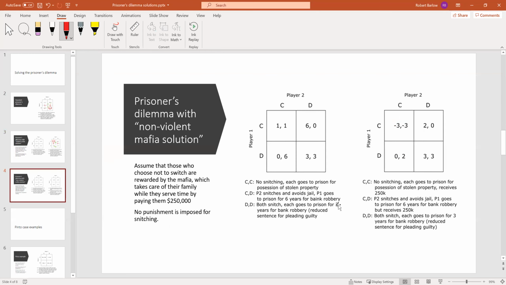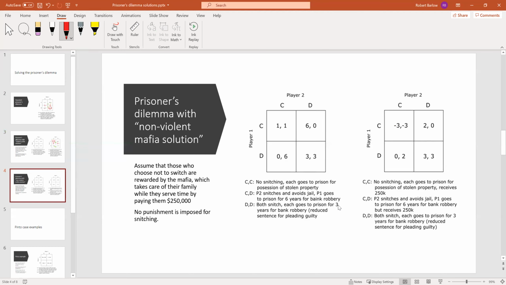Now let's imagine a different kind of solution, the non-violent mafia solution. In this situation, we assume that those who choose not to switch are rewarded by the mafia, which takes care of their family while they serve time by paying them $250,000. So they're paying them a lump sum for not snitching. We assume no punishment. And that is equivalent in this instance to having 4 years taken off of their prison sentence. It's not written there, but that's how it's been interpreted here.